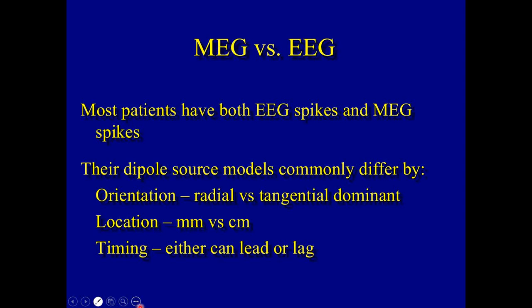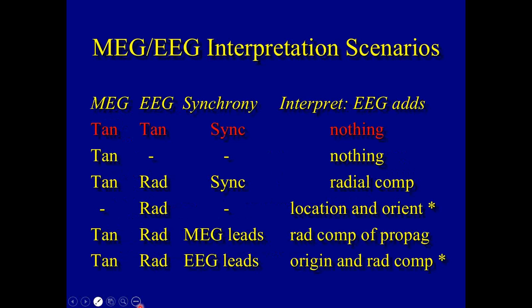Now, as I said, most patients have both MEG spikes and EEG spikes, but the source models, the dipole models of them, commonly differ somewhat, principally by orientation, radial versus tangential dominant, but also location. They can be just millimeters apart, we like that, or they can be centimeters apart, and then there's an ambiguity. And timing, one source model can lead or lag the other, and we're obviously interested in the earlier one, not a later one that may be the result of propagation.